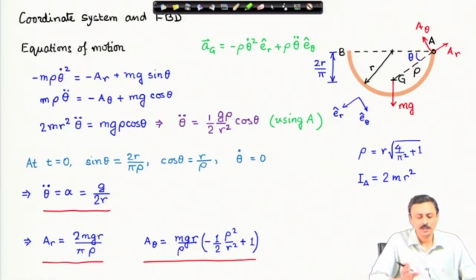So, I have used the rotational dynamics equation about A, I have used the translational dynamics equations for G, and I have solved these 3 unknowns, the 2 reaction forces and the angular acceleration, 3 unknowns from 3 equations.